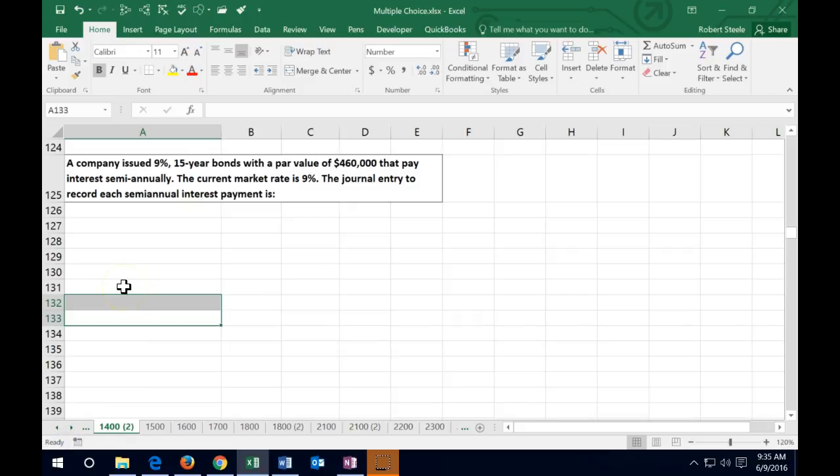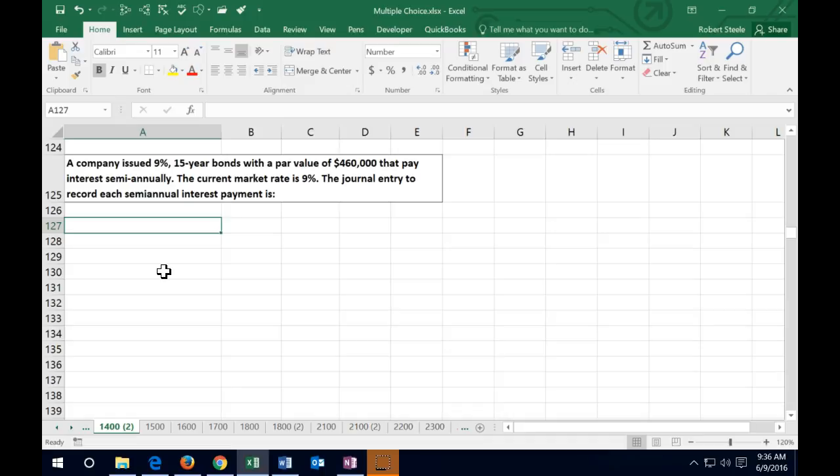Next one says a company issued 9% 15-year bonds with a par value of $460,000 that pay interest semi-annually. The current market rate, 9%. Well, that's coincidence. The market rate equals the bond rate. Doesn't happen too often. The journal entry to record each semi-annual interest payment is what? Alright, so we're going to have to calculate the interest payment once again and then figure out what the journal entry would be in order to record that interest payment.